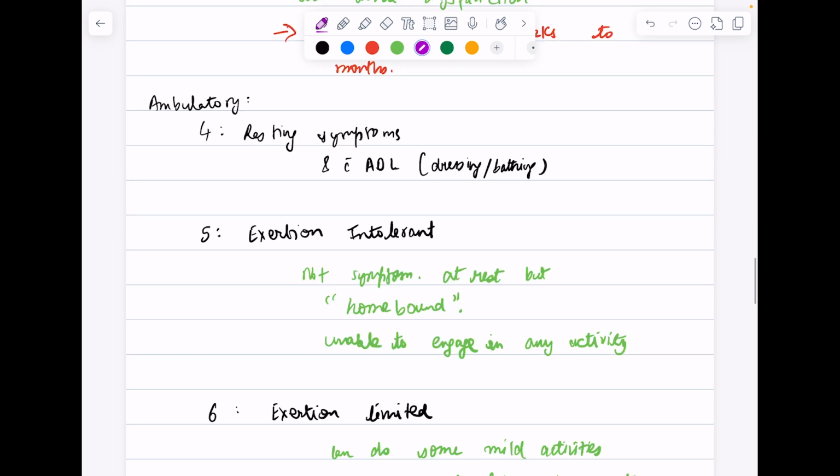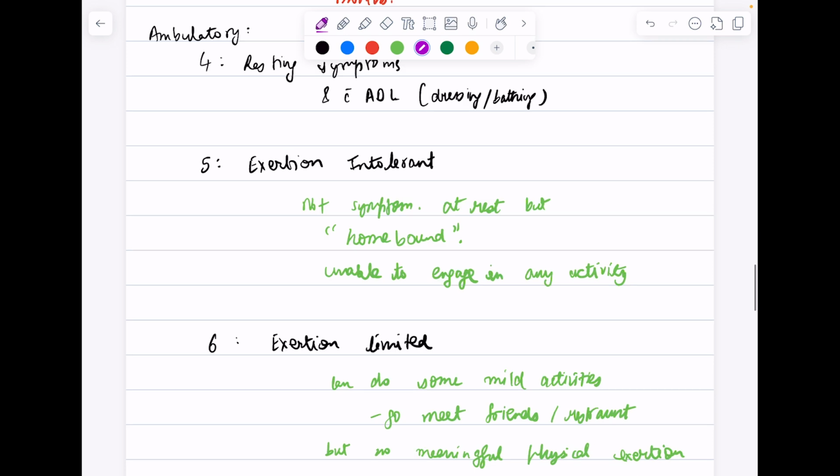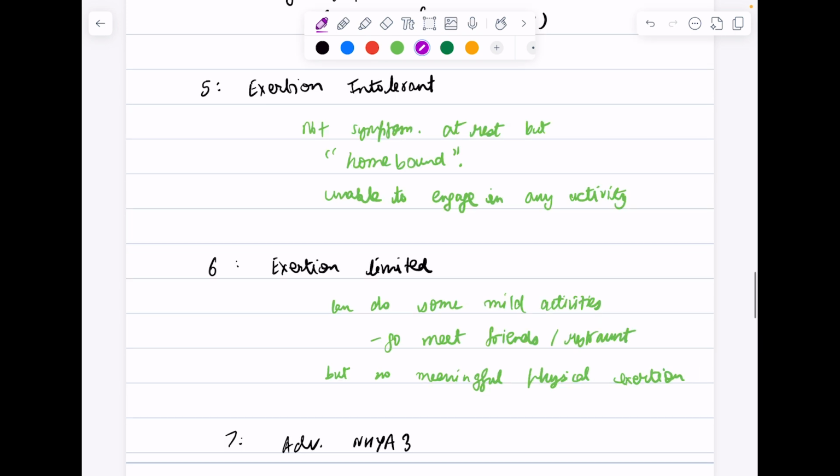The rest of the classification profiles are basically ambulatory setting. Fourth one is resting symptoms, similar to NYHA 4. They have symptoms at rest and with any minimal activities of daily living, such as dressing and bathing. Profile 5 is that of exertion intolerance. They cannot tolerate any kind of exertion, but they're asymptomatic at rest. These patients will be homebound, not able to go out and engage in any kind of activity.